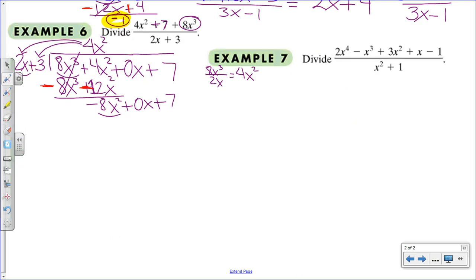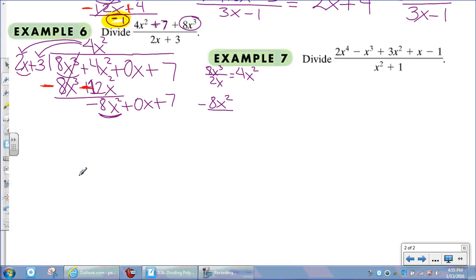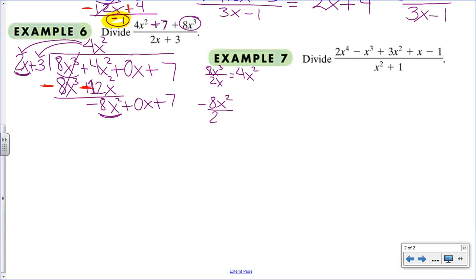And now what I need to do is divide negative 8x squared divided by 2x. And so here we have a negative divided by a positive, so the answer will be negative. 8 divided by 2 is 4. X squared divided by x, we subtract the exponent, so that should be x. Now that is the term that goes here, part of the quotient. Now we need to multiply negative 4x times 2x, and so that will be negative 8x squared. Now we have negative 4x times 3, and so that will be negative 12x.